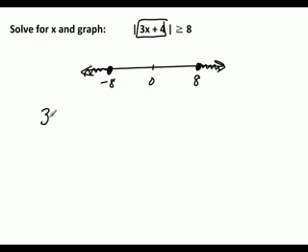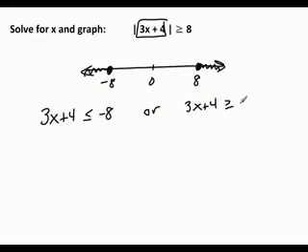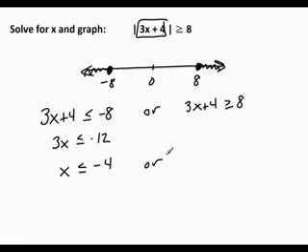Either my value, 3x plus 4, is less than or equal to negative 8, or 3x plus 4 is greater than or equal to positive 8. And that's how we get our two symbols. If you notice, greater than or equal to 8 looks the same. When I put a negative 8, my symbol flipped because I'm actually going less than. I'm going to subtract 4 from both sides and get negative 12. And then divide by 3 and get negative 4. Or, here, we have 3x is greater than or equal to 4. X is greater than or equal to 4/3.